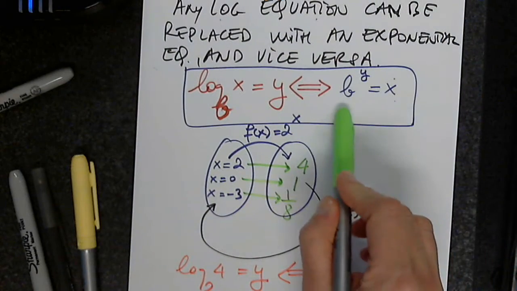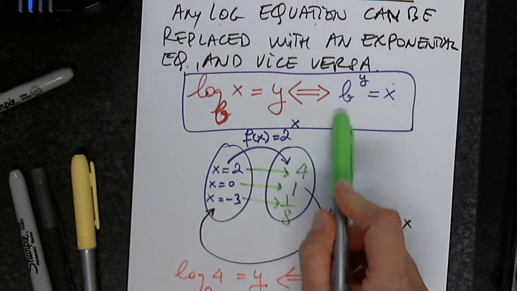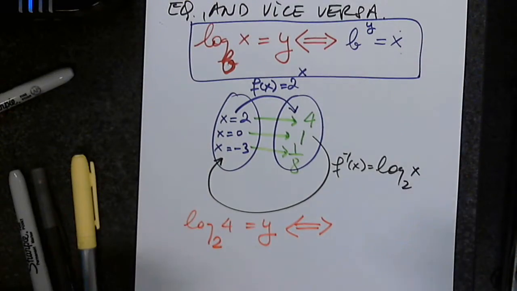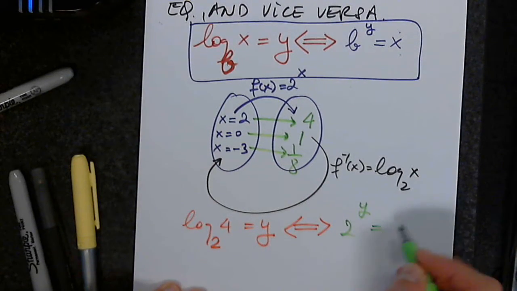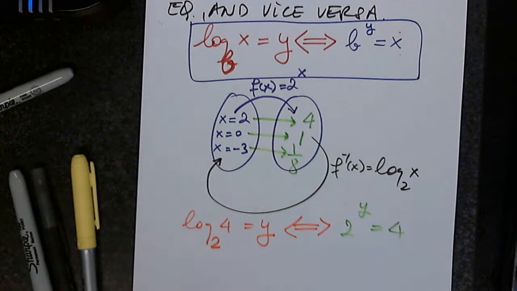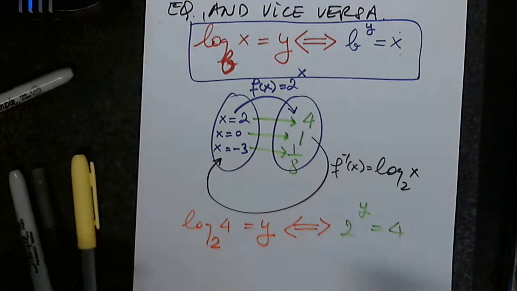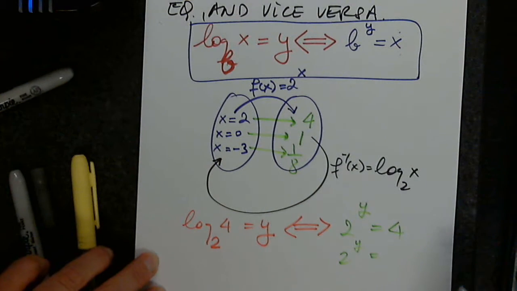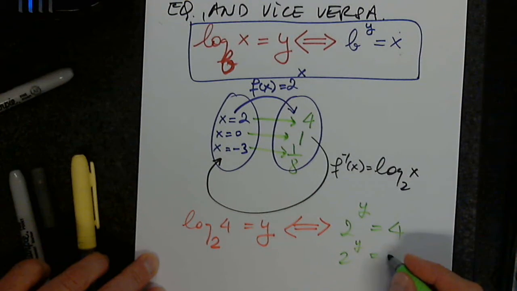Yes? 2, 4. Counterclockwise. 2 to the y. Yes. 2 raised to y equals? 4. Good. Now let's think. We've solved these equations last time. So I know that the left-hand side is 2 to the y and the right-hand side is? 4.